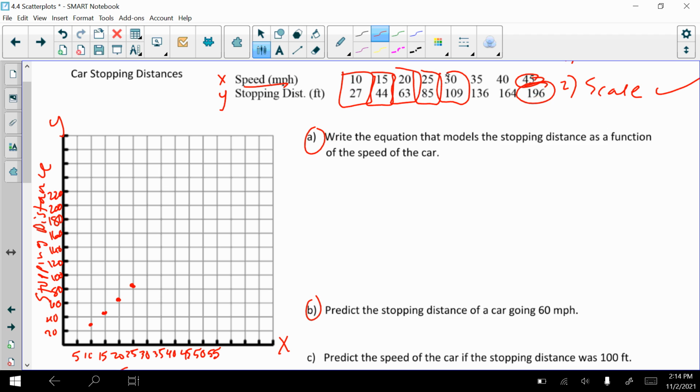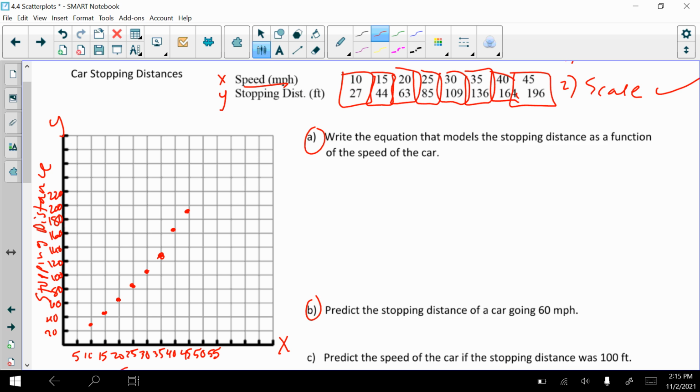30, 109. That's the next one. So I go to 30. I go up to 109, and it's about right there. 35, 136. 35, and up to 136. All right there. 40, 164. Go to 40, up to 164. And my last one, the two biggest values, 45 and 196. So I go 45, go up to about 196, maybe about right there.